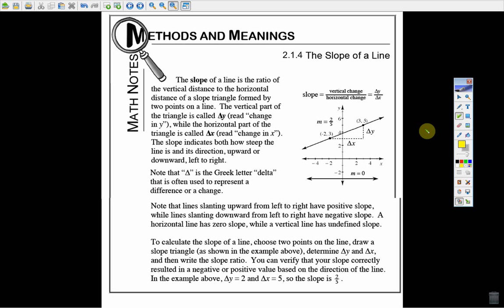Welcome back to another Math Notes video. This is Mr. Jewell, and we are looking at section 2.1.4, the slope of a line.